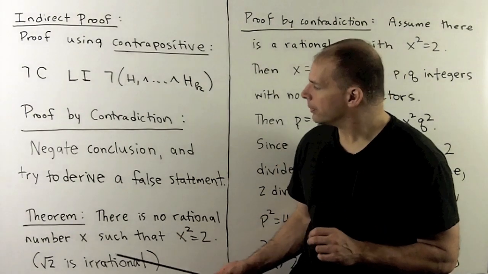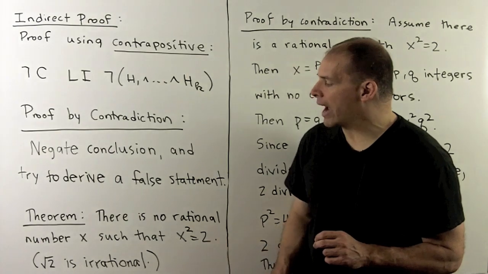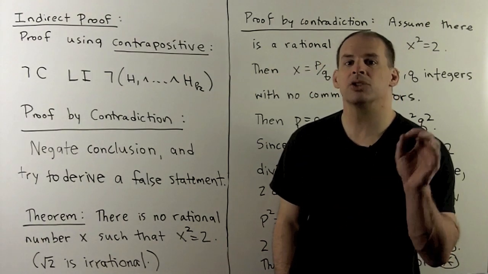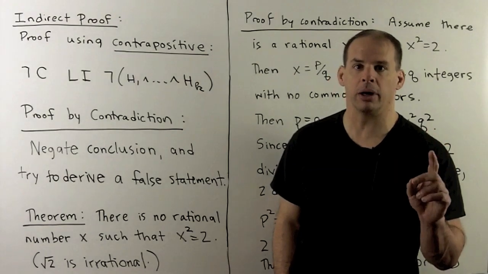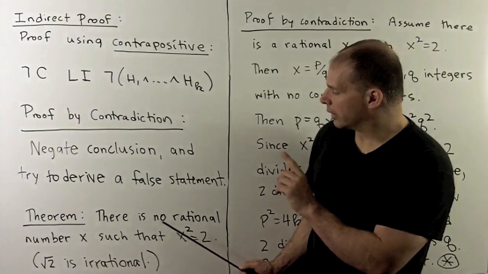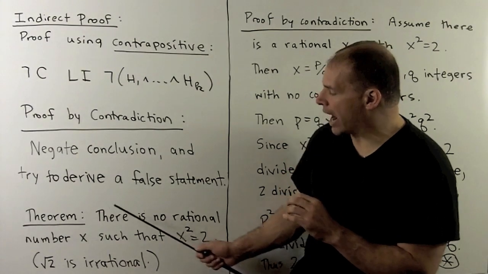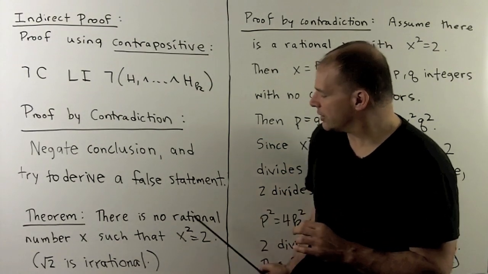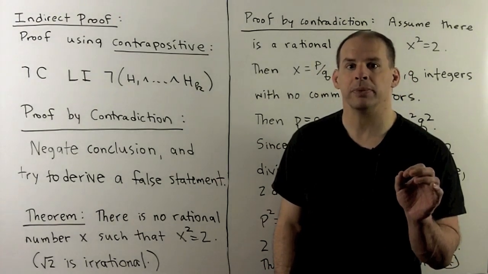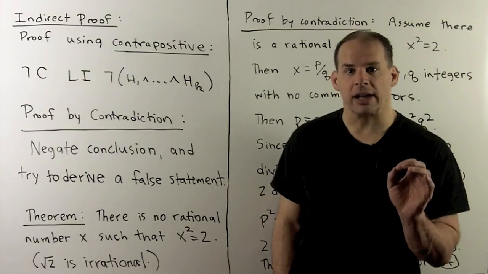For an example, let's try the theorem: there's no rational number x such that x squared is equal to 2. In other words, square root of 2 is an irrational number. Now, if we were to try direct proof, that would amount to checking all rational numbers, squaring them, and seeing that they're not equal to 2. So somehow we would have to come up with that argument. It's better to do this indirectly.